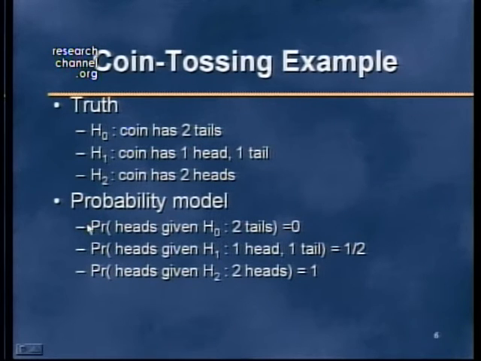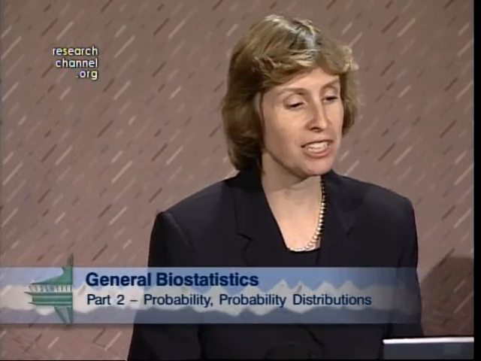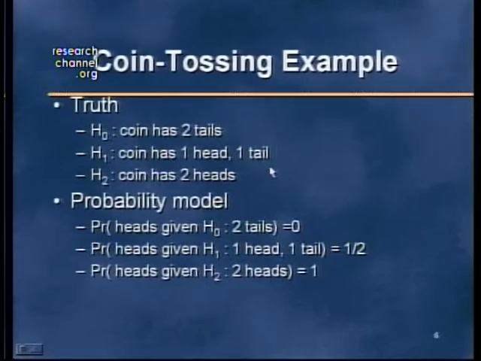But what this means is that underlying all of this, I could say that my probability or my chance of flipping a coin, tossing a coin, and getting a head, if the first hypothesis held, the null hypothesis H0 held, the probability of getting a head when you have a coin that has two tails, that chance is equal to zero. Everybody agree? Whereas the probability of getting a head under the second scenario, where the coin has one head and one tail, that probability is equal to 1/2. We have a 50% chance of getting a head if indeed the coin has one head and one tail.